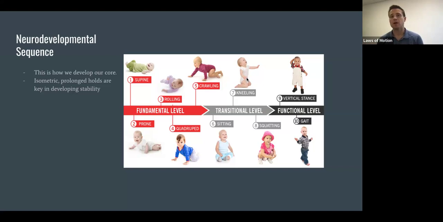So one of the assessments we can look at is how well you can roll. Everyone can do this at home. Lay on your back and see if you can roll to your left. See if you can roll to your left with just using your right arm. See if you can roll to your left just using your right leg. See if you can roll to the right using your full body, with your arm, with your leg. See if you can go from your stomach to your back using just your arm or just your leg.